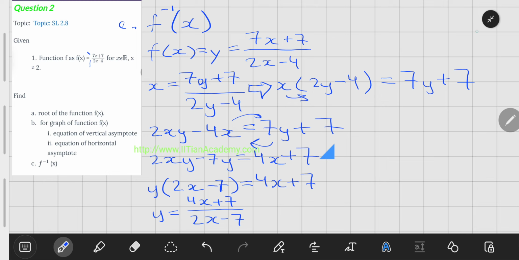And we can finally isolate for y by dividing both sides by 2x - 7. And this will be the inverse of our original equation.